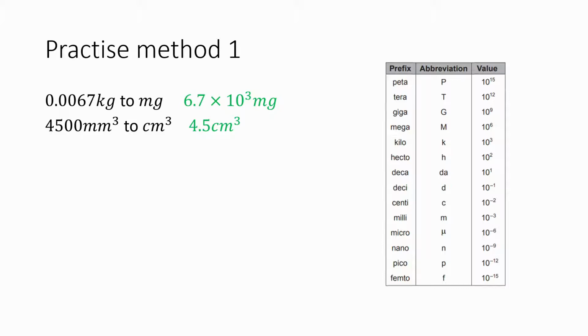So for the first one, we find the difference between kilo, 10 to the 3, and milli, 10 to the minus 3, which is an order of 10 to the 6. So we times by 10 to the 6, and we are left with 6.7 times 10 to the 3 milligrams.